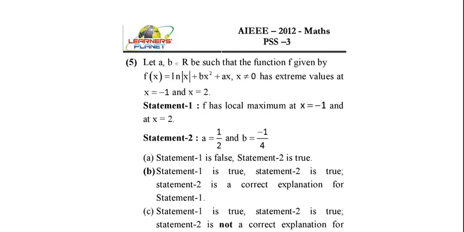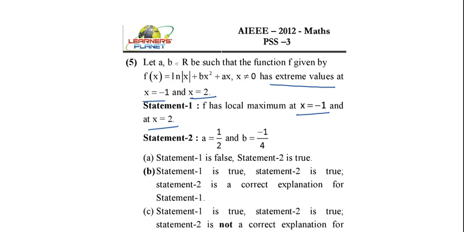Let a, b belong to R be such that the function f given by f(x) = ln|x| + bx² + ax, where x is not equal to 0, has extreme values at x = -1 and x = 2. Now there are two statements. Statement 1 says f has local maximum at x = -1 and at x = 2. Statement 2 says a = 1/2 and b = -1/4, and we need to find whether statement 1 is true or not, and so many things are connected to it.